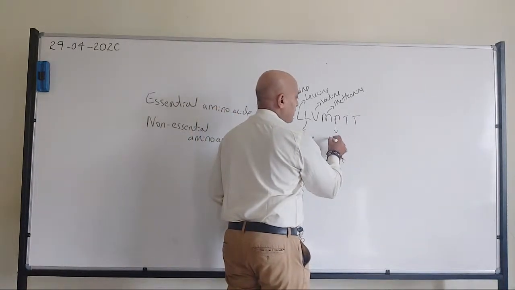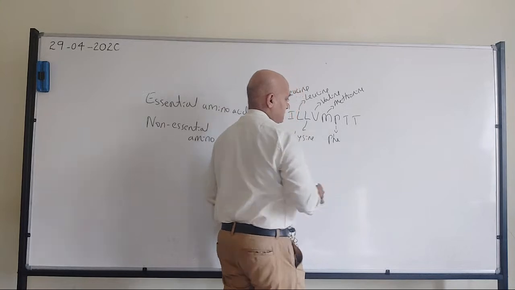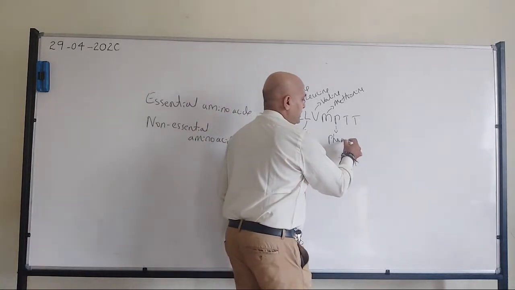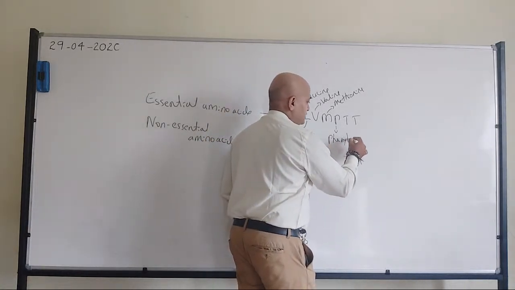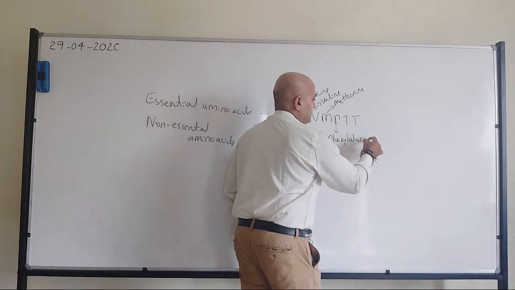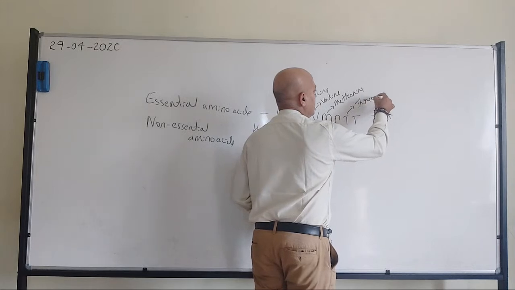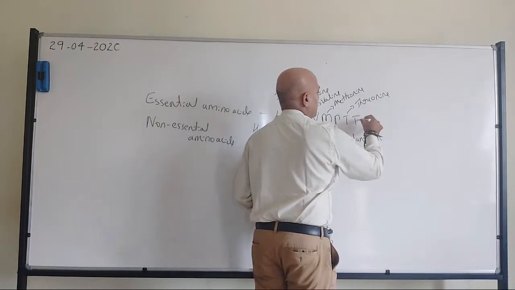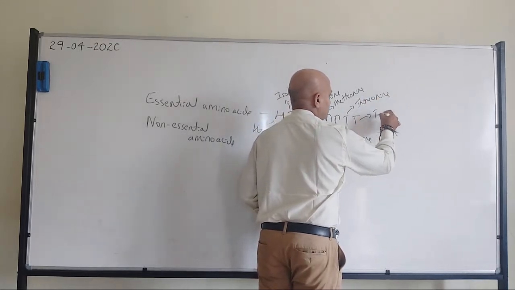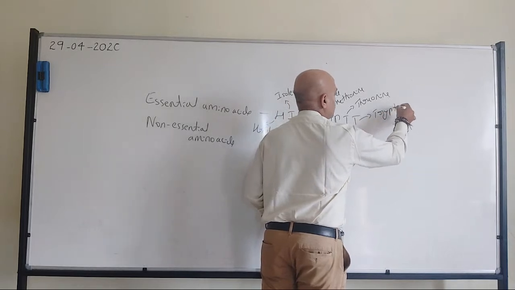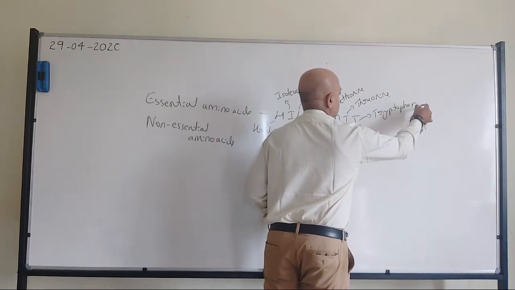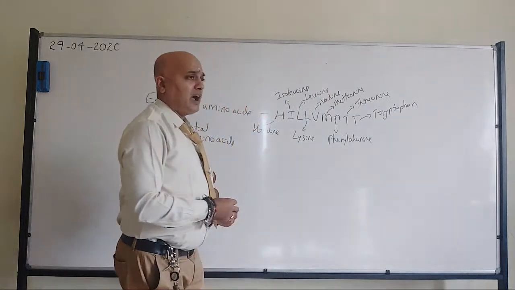P stands for phenylalanine. PH is actually the three-letter abbreviation for phenylalanine. Okay, so T stands for threonine. And another T stands for tryptophan.